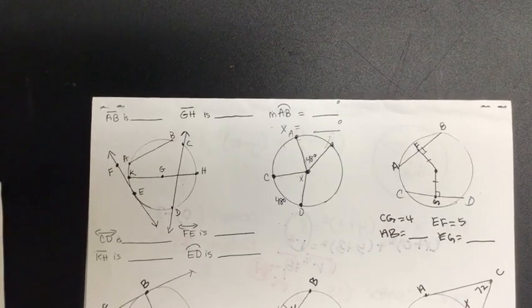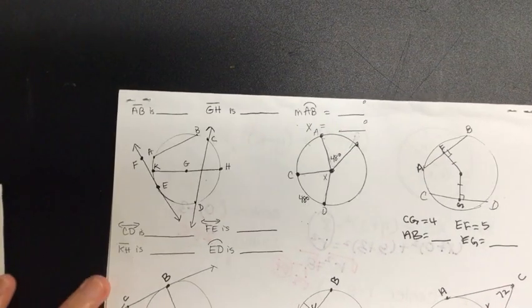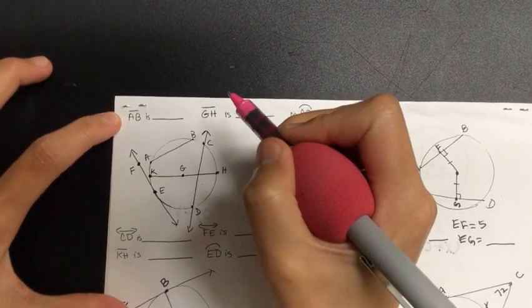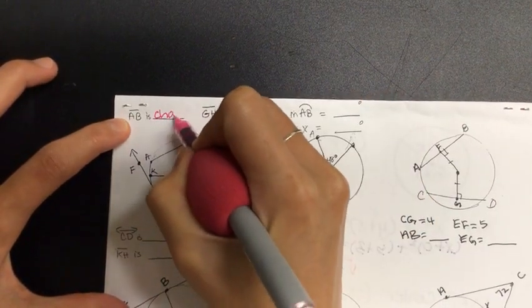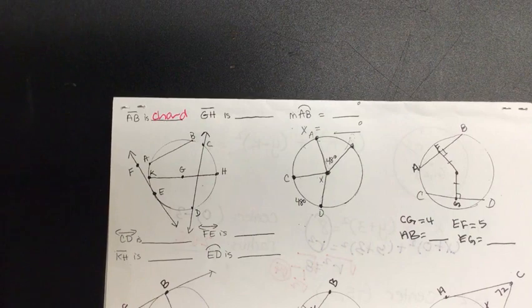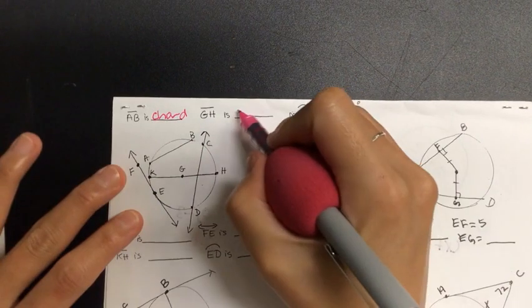All right, let's look at segment AB. What is that called? Yes, it's a chord. What about GH? Radius.